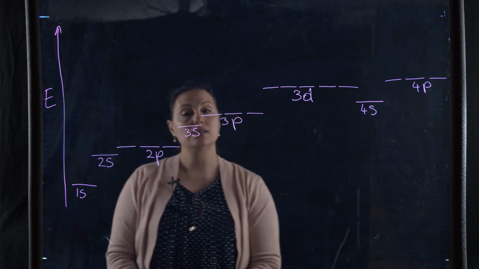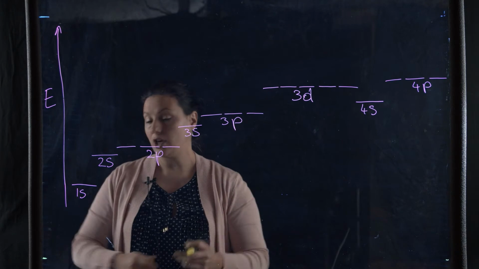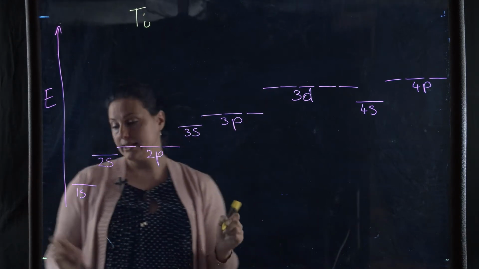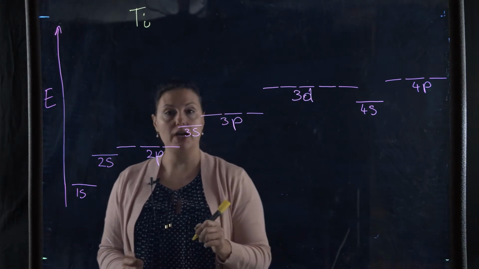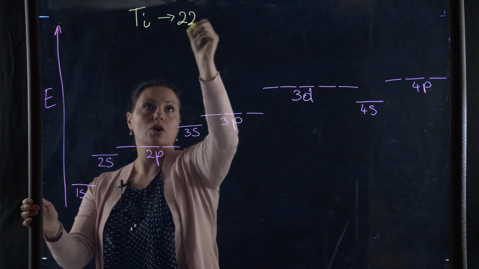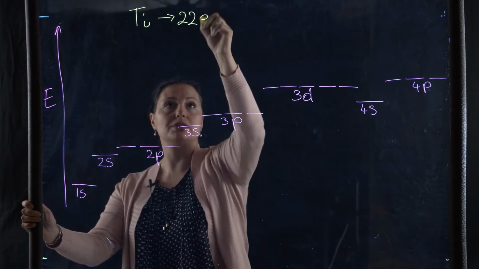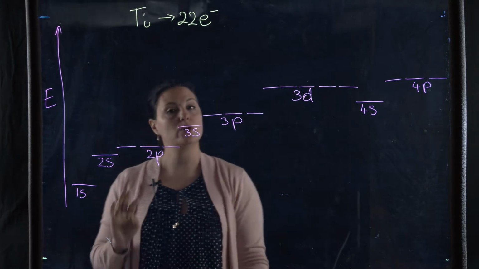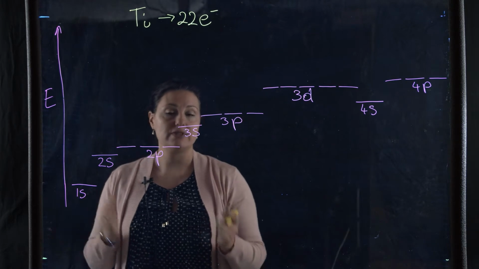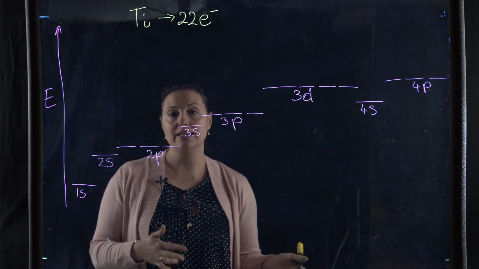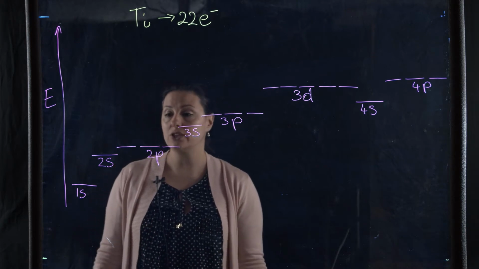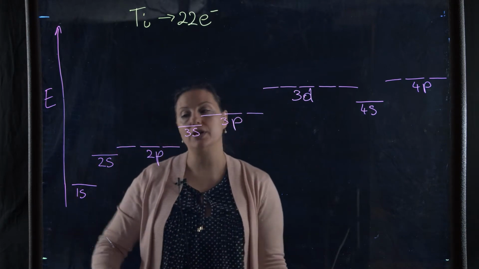Okay, let us work on figuring out the electronic configuration for titanium. Titanium, if you look it up in the periodic table, is element number 22, which means that it will have 22 electrons. Now we're not dealing with ions right now. This is a neutral atom, which means if it's element number 22, that means that it has the same number of protons as it does electrons. Therefore, it's got 22 electrons to populate over here.